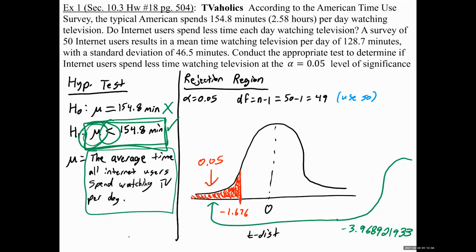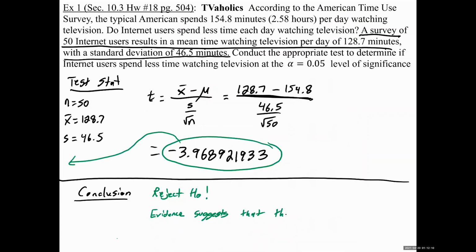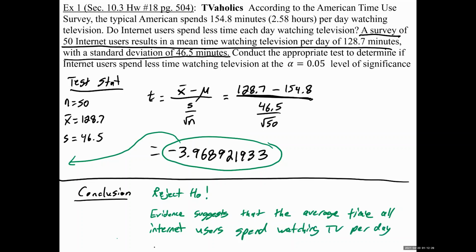Okay, the average time, okay. So evidence suggests that, oops, I went the wrong way. Evidence suggests that the average time all internet users spend watching TV per day is less than 154.8 minutes. And that's how you do example 1. Any questions on example 1?